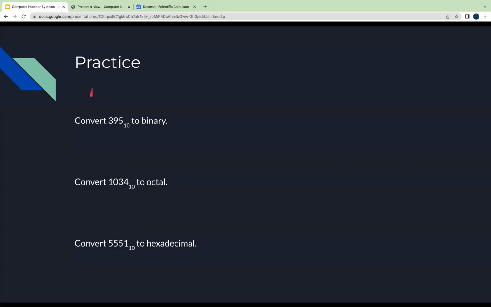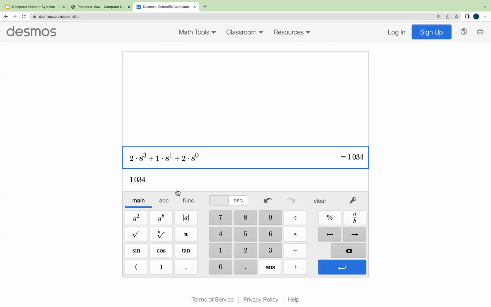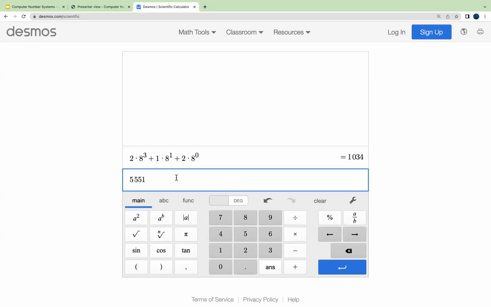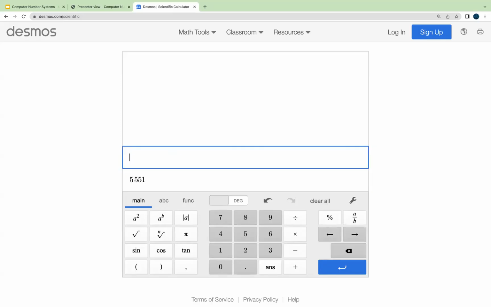Alright, same thing for our last one. 5,551 to hexadecimal. 5,000. Let me check that's the right number of 5s. Right, 3 5s. Okay, so let's try to experiment. Oh, 16 to the power of 3. That's a pretty big number. So maybe we'll try with 16 to the power of 2 now. It seems we can do a lot more multiplication here.